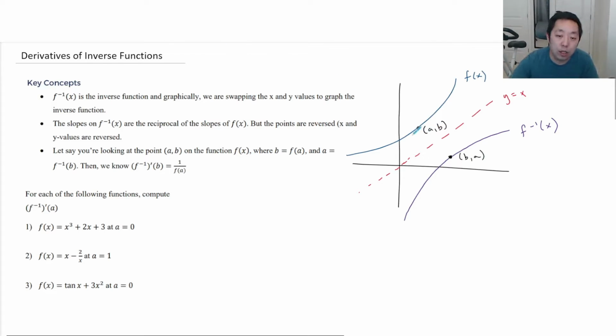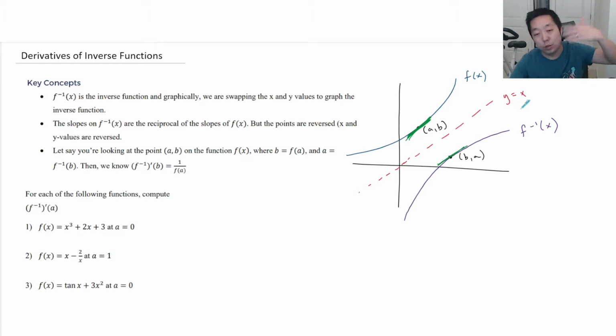And so we want to look at how the derivatives compare. How do the slopes of the tangent lines compare? It turns out that in this instance, the slopes are reciprocals of one another. When you flip the y over x, the slope sort of flips also when you're swapping the x and the y. So that's what's happening graphically.